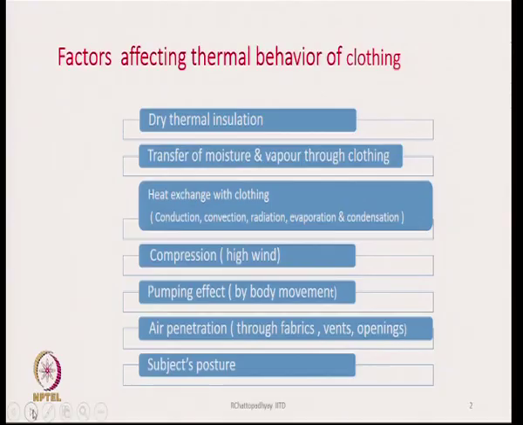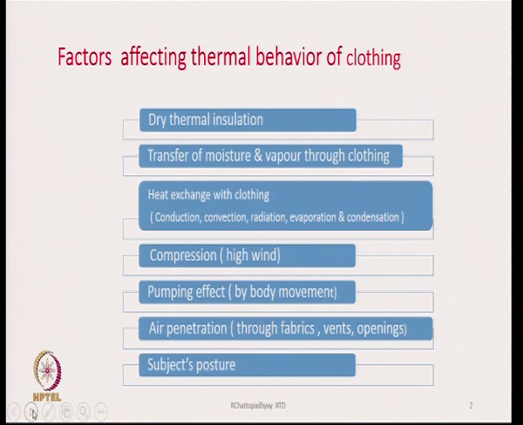So, this lecture is on thermal properties of clothing. Let us first see what are the various factors that affect thermal behavior of clothing. A list of factors are given here. If we read these factors, the first one is dry thermal insulation.